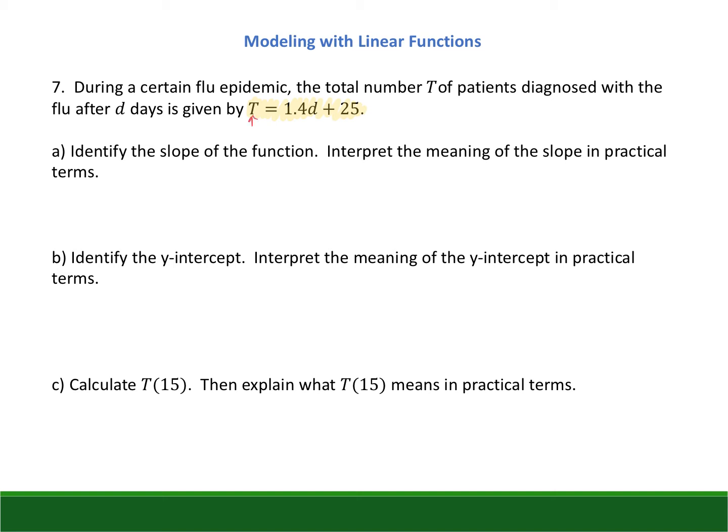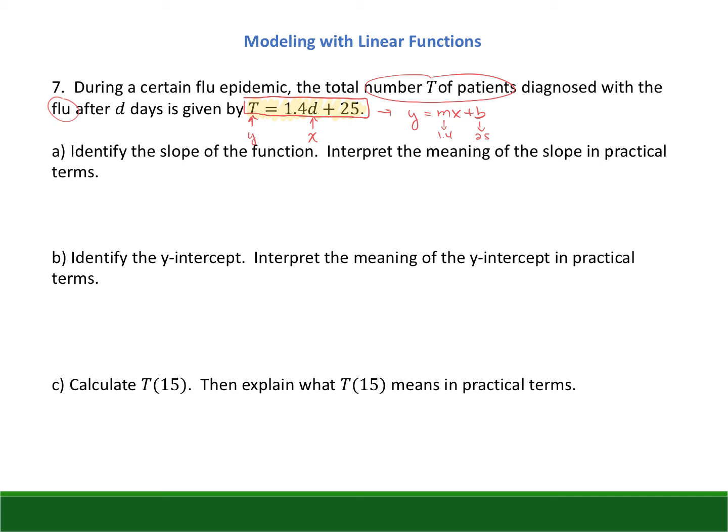So our output variable t here represents the number of patients diagnosed with the flu. So you can think of that as your y value, the output value. And then d is the number of days. So you can think of that as the input value x. So hopefully you could see here that this function that represents the number of patients diagnosed with the flu, it's linear. So it kind of looks like the form y is equal to mx plus b, where you can see that m is 1.4 and b is 25. So let's talk about what those two numbers mean.